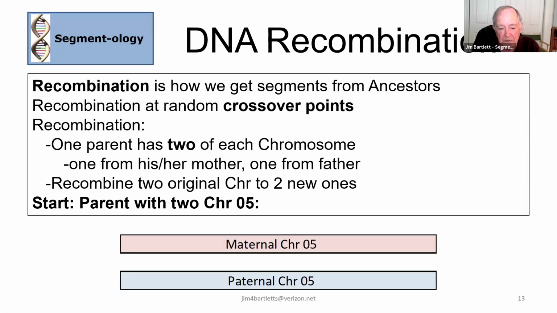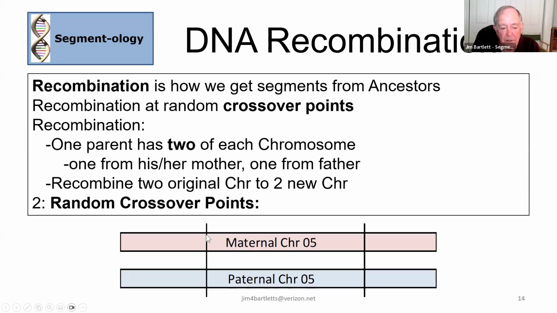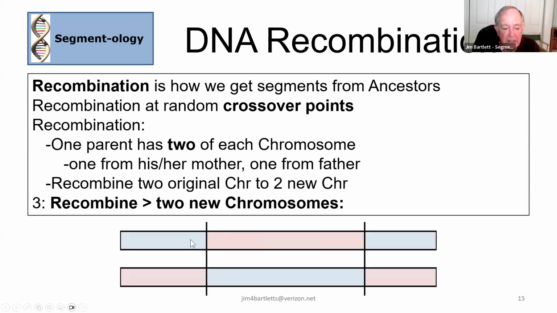So here's how it goes. Here's the parent with 2 chromosome 5s, a maternal one and a paternal one. And they put in here 2 crossover points. I'll talk about how we come to 2 crossover points, but there's 2 crossover points between these 2, and these kind of merge together and cross over. So now you get blue, pink, blue, and pink, blue, pink. It's the same 2 chromosomes, but parts of them have been interchanged.